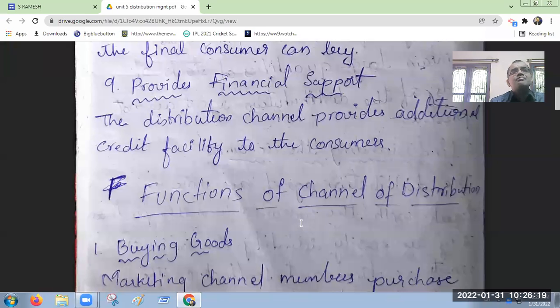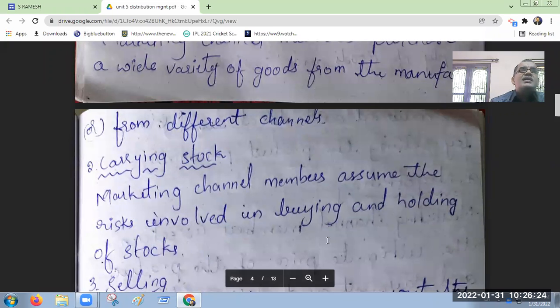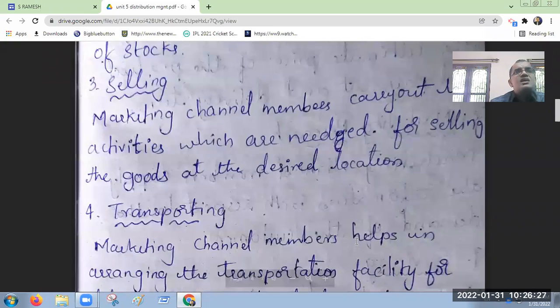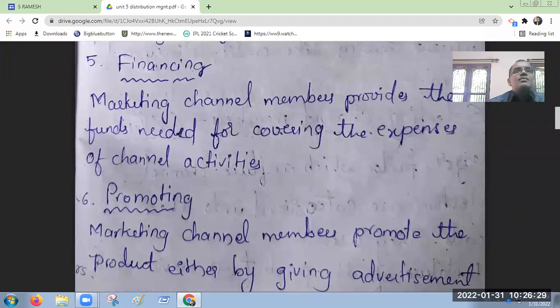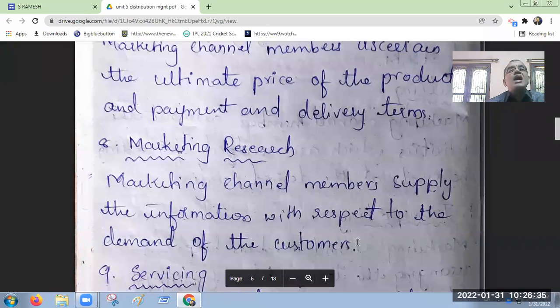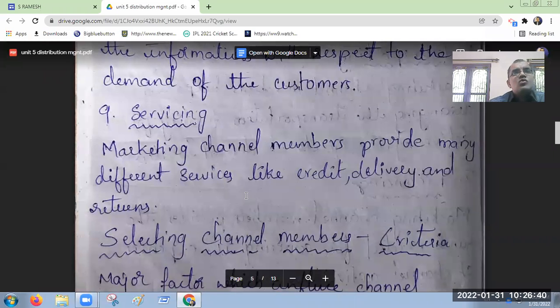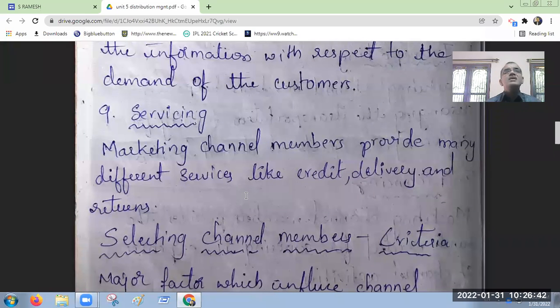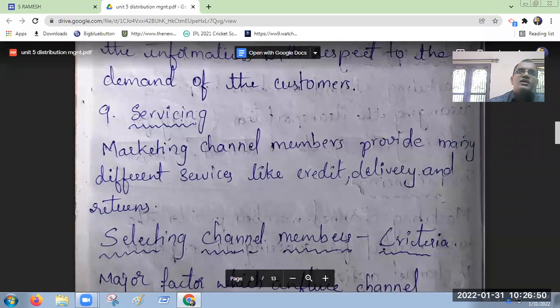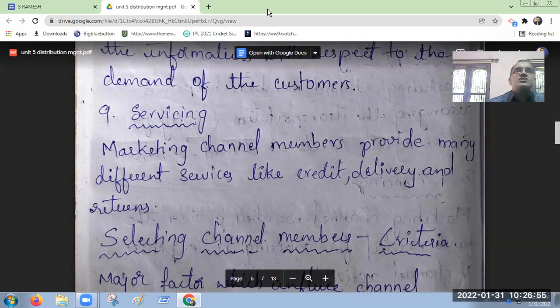Coming to functions, in buying goods, channels of distribution play a major role. In carrying stock, they play a role. In selling, transporting, financing, promoting the goods, in negotiations, in marketing research, and in the servicing sector also, they are playing a major role. Those are the functions performed by channels of distribution. I hope you understood the essence of channels of distribution, the role and the functions. If you have any doubts, you can ask me questions now.